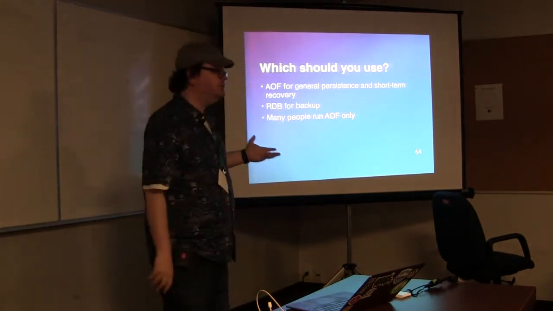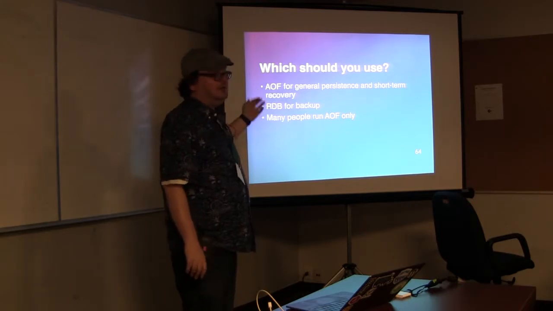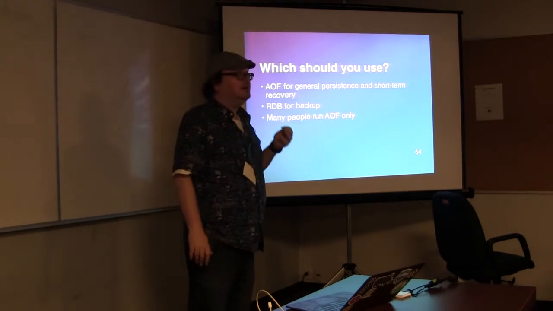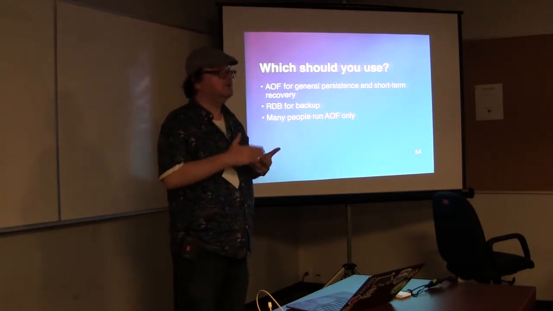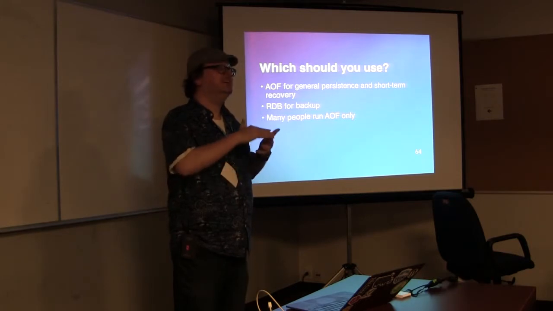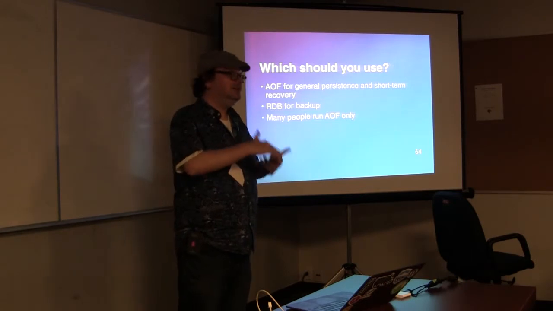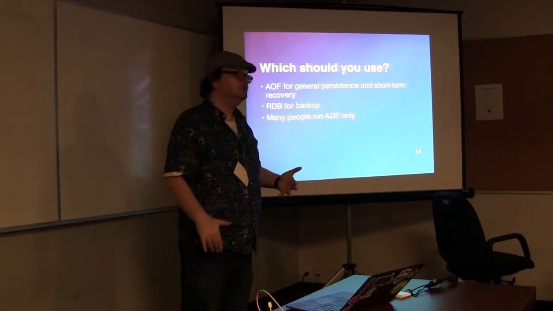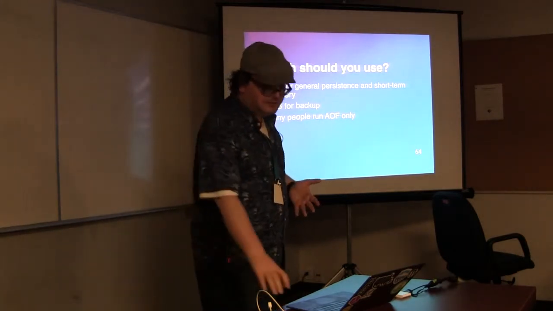So which do you use? AOF is general persistence and short-term recovery. RDB is backup. A lot of people use AOF only. We, in fact, use AOF only because it has been remarkably robust for us. And since we're using it as a cache, we're not going to have any data loss, even if Redis goes away. We're just going to have to give back all that time we traded away for space. Things will get slow for a while.